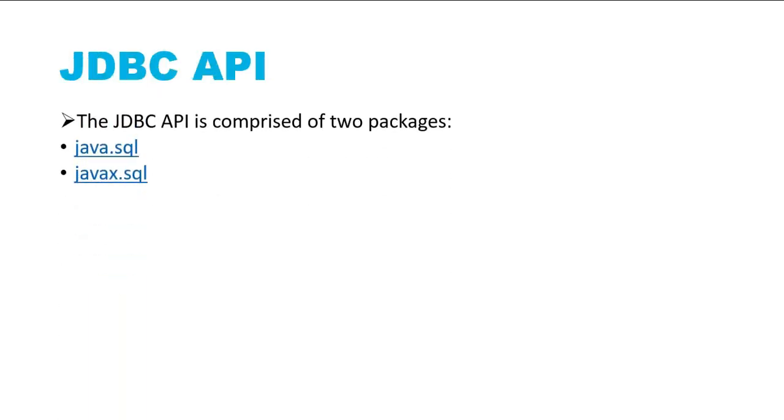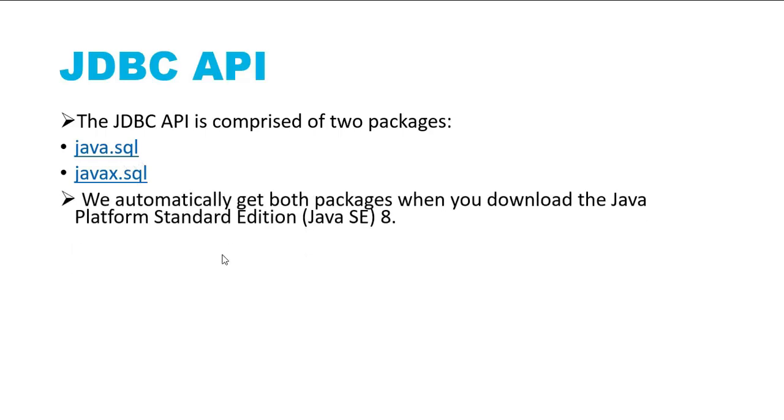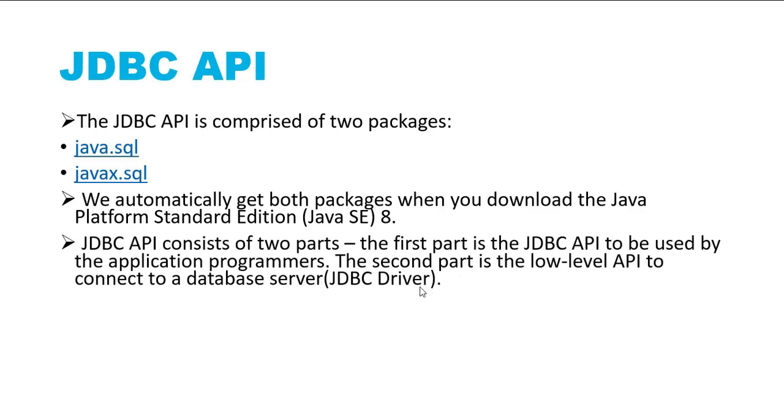Perfect. Now let's have a look at the JDBC API. So the JDBC API is comprised of two packages, java.sql and javax.sql. Alright, so we automatically get both packages when we download Java from the official website. Alright, and the JDBC API consists of two parts. The first part is that the JDBC API is a part of the Java packages in the java.sql package. So we use the java.sql package API for processing and accessing data stored in a data source using the Java programming language.